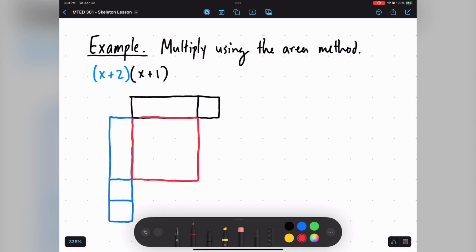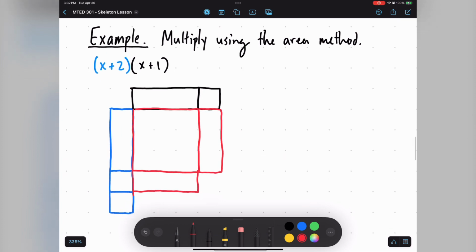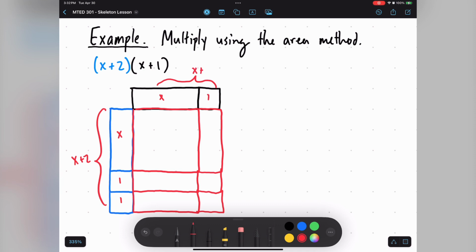So we've got ourselves an x by x shape there, an x times 1 rectangle tile there, another 1 by x rectangle tile, one more, and 2 little 1 by 1 tiles. So, just to recap, x plus 2 is right here in blue, and up on top in black is x plus 1. Just going to write that down there.